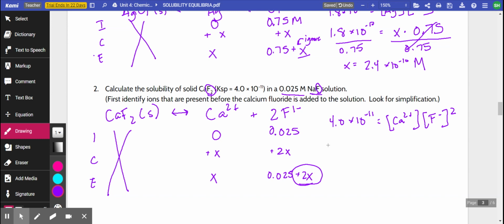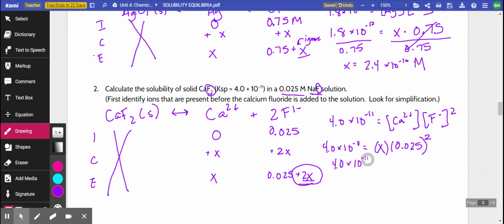So we're going to go ahead and set this up with 4.0 times 10 to the negative 11th is equal to your calcium ion concentration times the concentration of the fluoride ion, which is 0.025, and then I'll ignore the plus 2x, and then square that because of the coefficient out in front when you put it into the equilibrium expression. So I'm going to keep going with this algebra here.